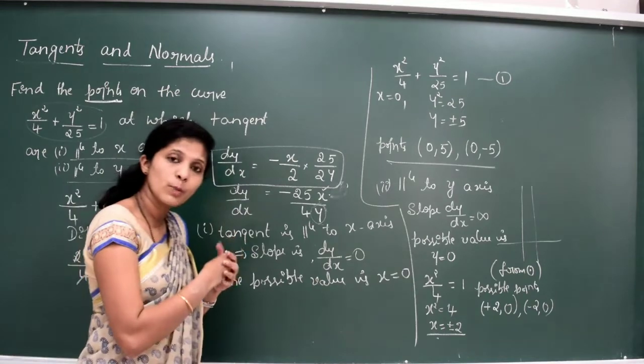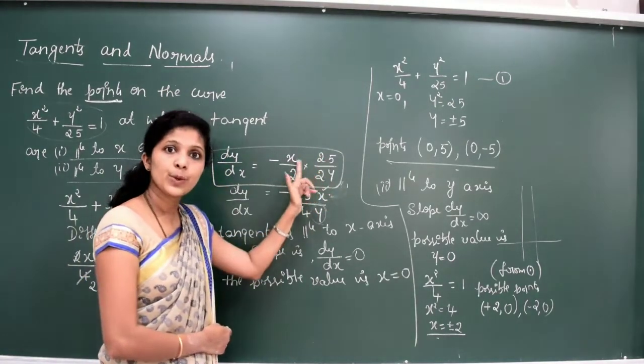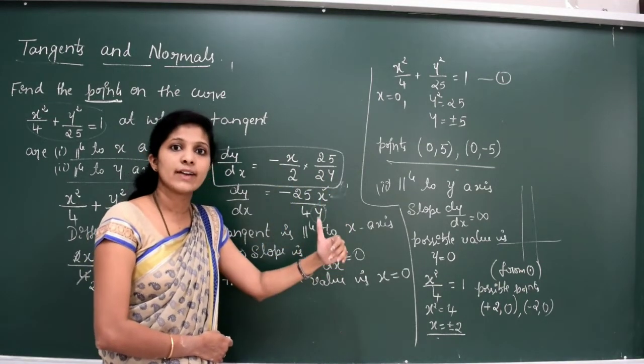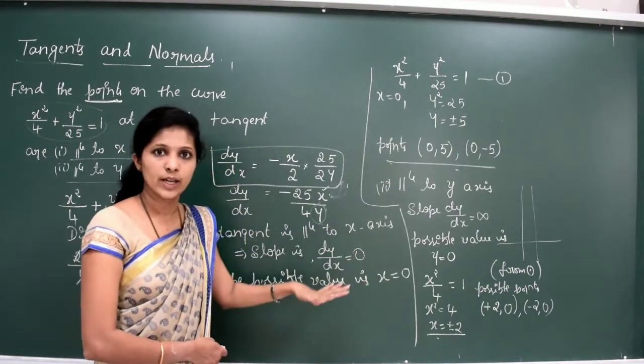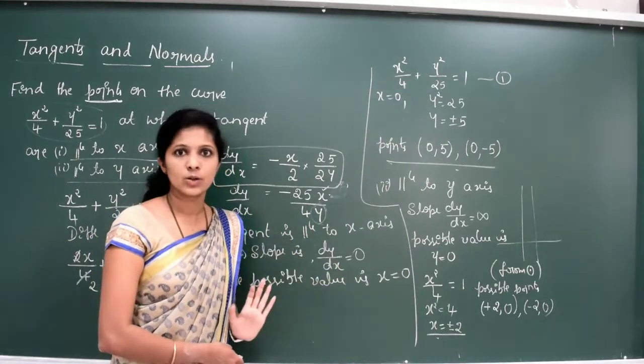So the slope of the normal will be the negative reciprocal. So it will be 4y divided by 25x. That is the slope of a normal. Then there also you get the value of y is equal to 0. Or else you can go with this method, anyone, okay? You can convert this one into the normal and solve, or you can go with the tangent only.